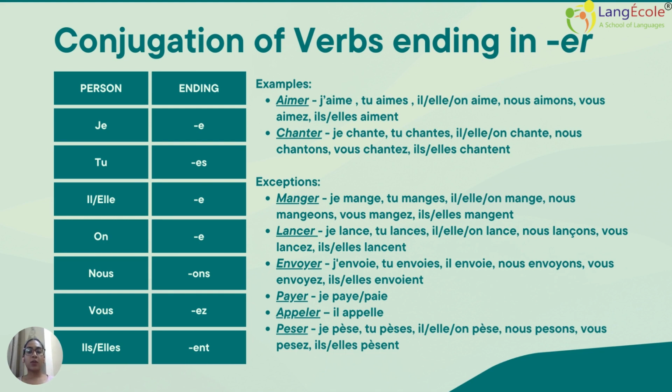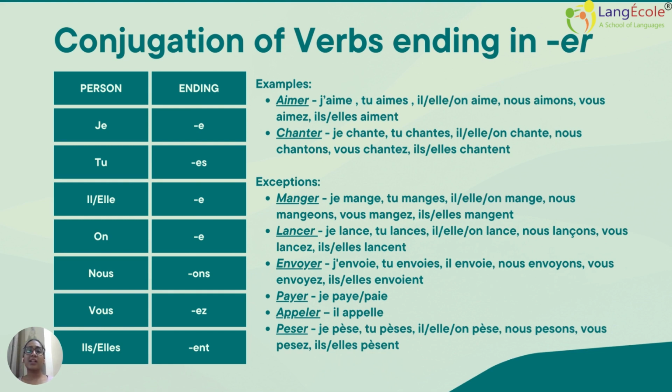Another exception is for the verbs that end with cer. The C becomes a C with a cedilla before the letter O in the nous form, again to preserve the pronunciation. For example, the lancer verb, the nous form will become nous lançons. Here we have added a C with a cedilla.